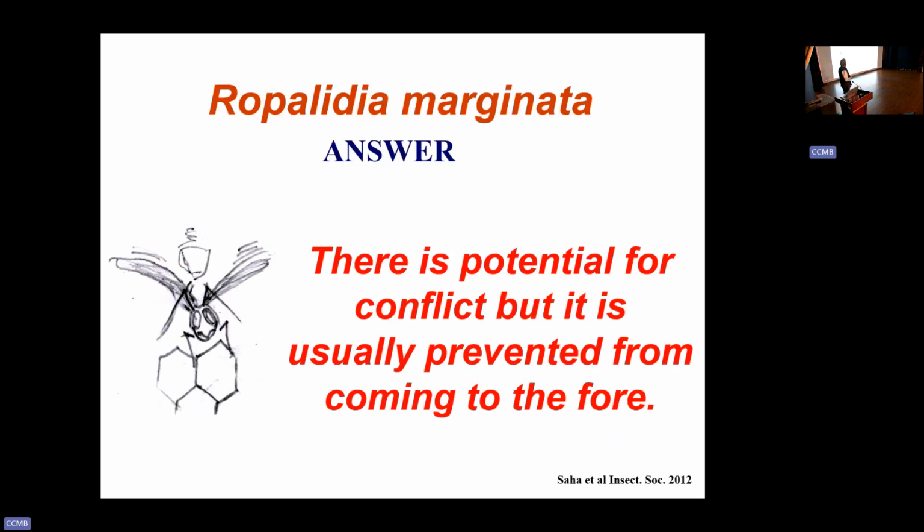There is potential for conflict, but it is usually prevented from coming outside. And that is why I think these wasps are so successful. There is always potential for conflict, but they are able to manage their conflict very well. And that is what I find most impressive.